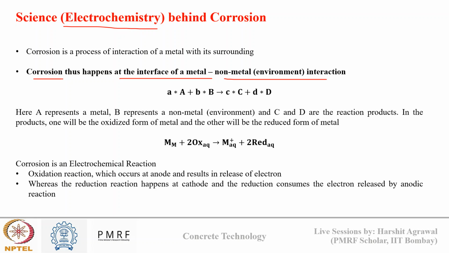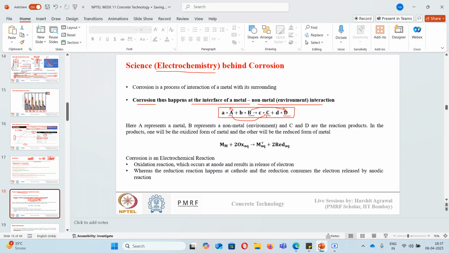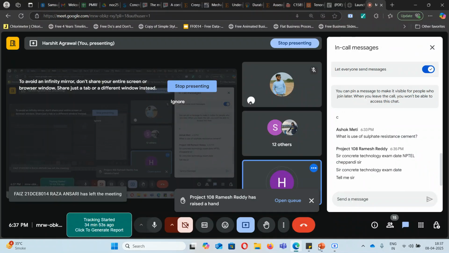So you can see here a basic equation of how corrosion can be represented. Initially there is a metal A which reacts with the non-metal B to form reaction products C and D. Now suppose this is my metal Fe. One of these elements, A or B, will get oxidized and the other one will get reduced. And this is what an electrochemical reaction is all about. Corrosion is a combination of an oxidation and a reduction reaction.